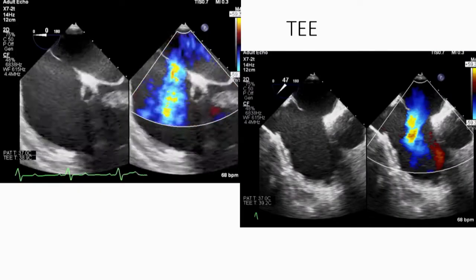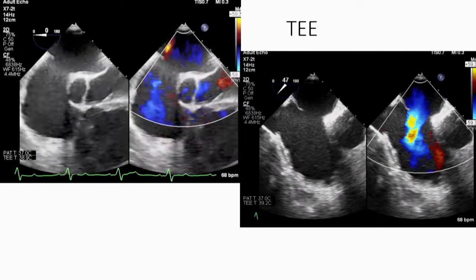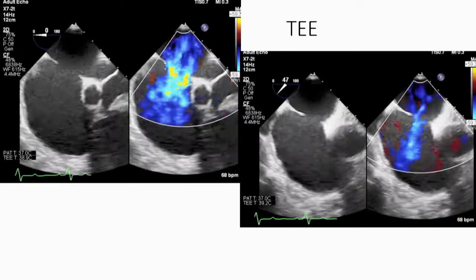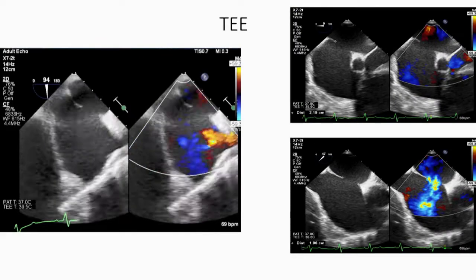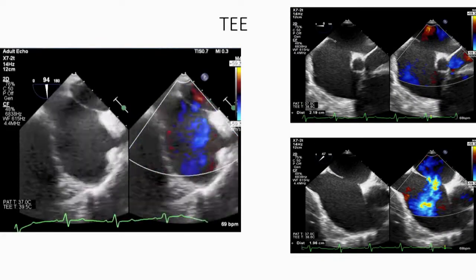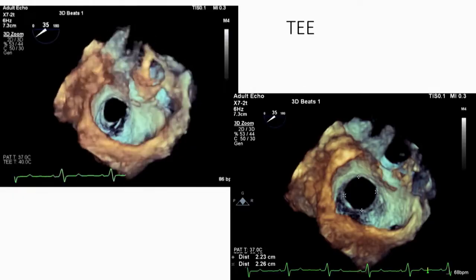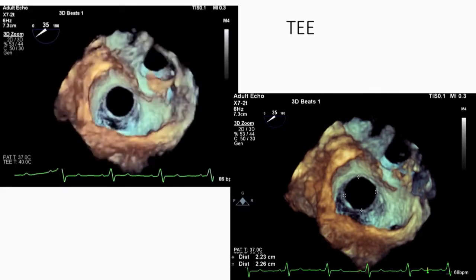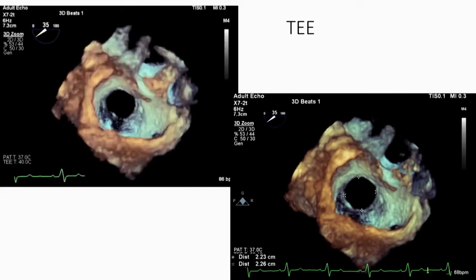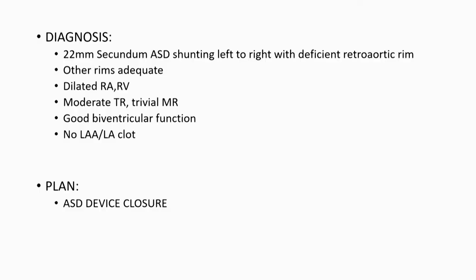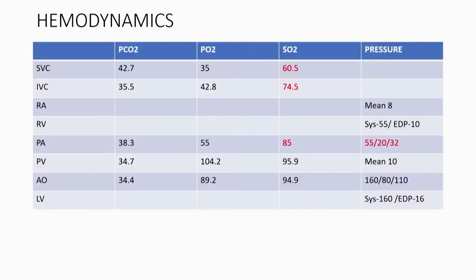This is a transesophageal echo confirming the same. The retroaortic rim is deficient and it measured 22 millimeters on transesophageal echocardiography. These are 3D acquired pictures of the ASD, which is a circular defect measuring 22 by 22 millimeters. So the diagnosis is 22 millimeter ostium secundum ASD, shunting left to right with deficient retroaortic rim. Other rims are adequate, dilated RA and RV, moderate TR, trivial MR, moderate PAH, good biventricular function, no appendage clot.